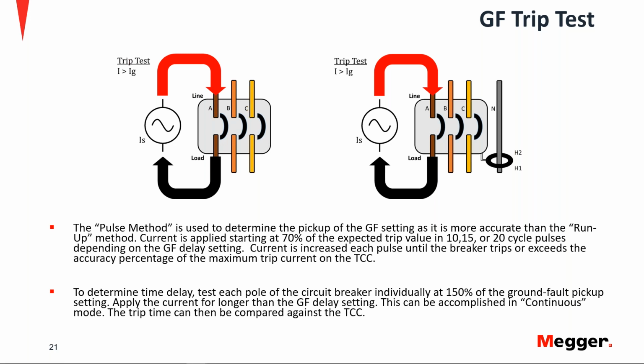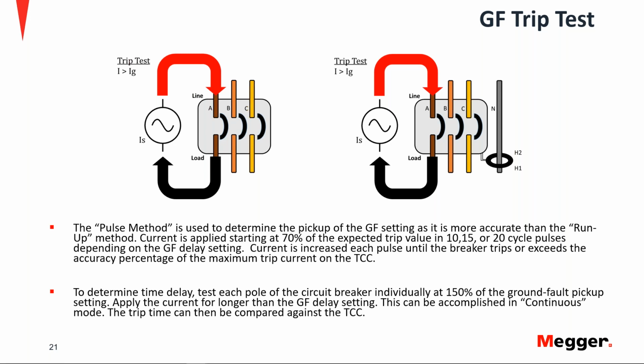But we prefer the pulse method. Why? As I said, when you do the run-up, you're continuously injecting current. And when we do that, we're passing a current through our circuit breaker, and we're going to heat the conductors of my circuit breaker. And of course, that can change the tripping characteristics, right? We also have our thermal protection. So that's why we recommend using the pulse method.